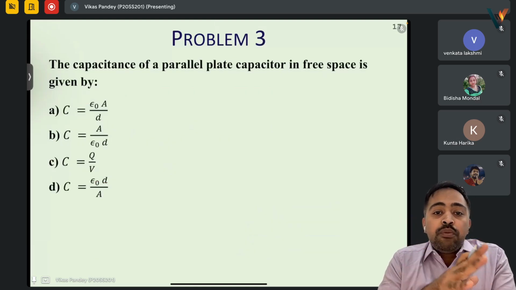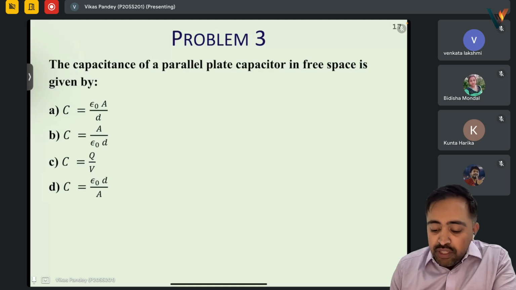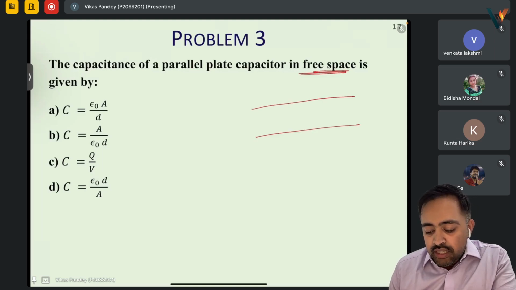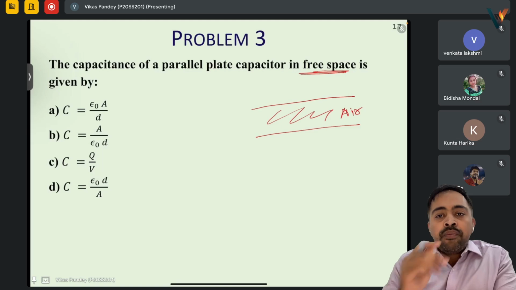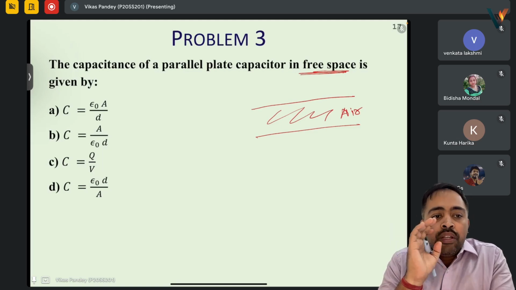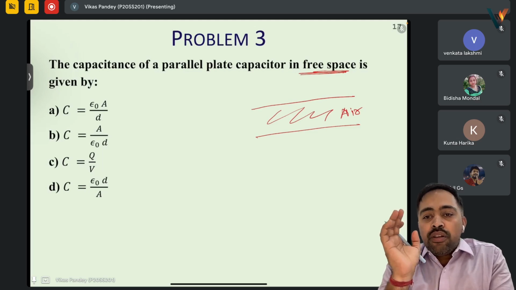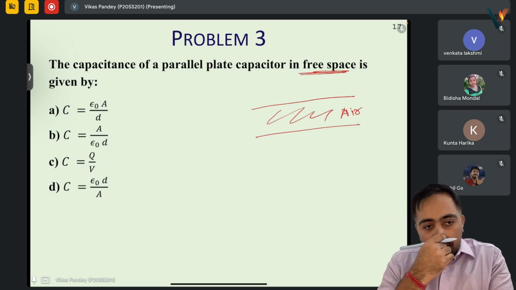Now let's come to what we have been discussing throughout the lecture today. The capacitance of a parallel plate capacitor in free space, that means the thing in between is air, is given by: C equals epsilon naught A upon D, C equals A upon epsilon naught D, C equals Q upon V, or C equals epsilon naught D upon A. Yes, anyone?